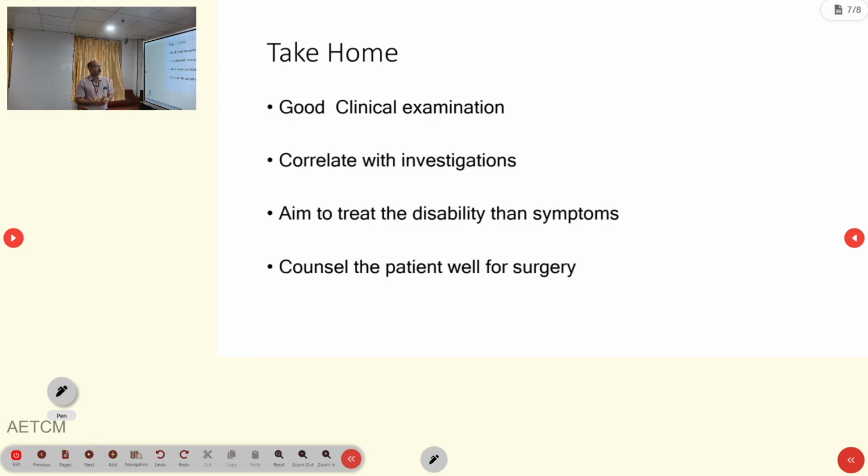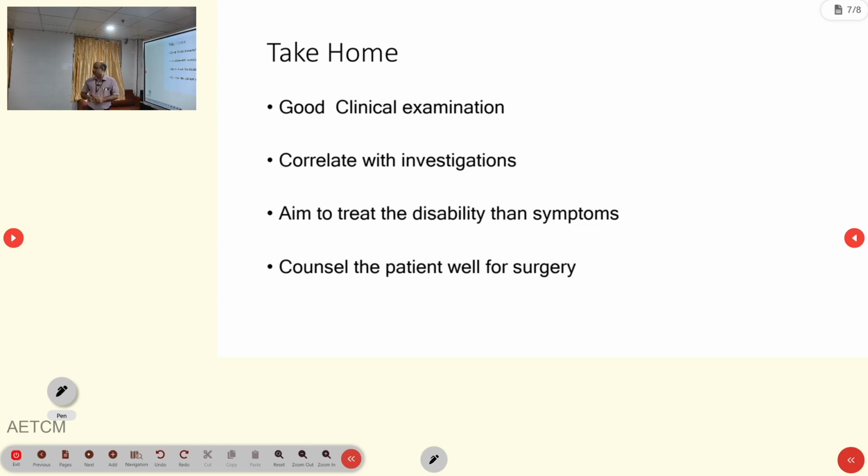Basically what I want you to take home is that in spine examination, in low back pain treatment, a good clinical examination is extremely important. Do not depend on investigations or images alone. You always correlate the patient's clinical examination with the investigations. And it is always important to treat not the symptoms. Like you might have a patient who is an IT professional who wants to sit a long time, and that is producing pain, and he is unable to do that. So you would want him to start exercises, you would want him to get up once in a while. You can probably treat his disability better than the symptoms. And whenever you plan a surgery, always make sure that you counsel them very well.